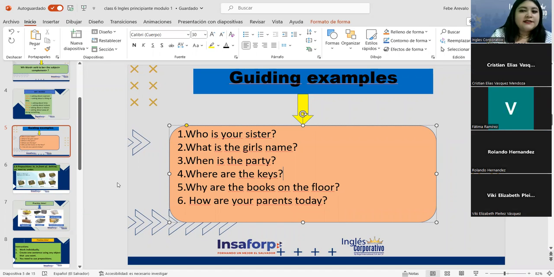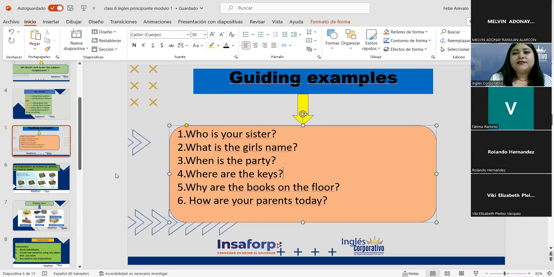Ahorita son oraciones. No debería de costarles mucho, pero cuando no hemos tenido contacto con el idioma en muchísimo tiempo o nunca hemos tenido contacto con el idioma, puede costarnos. But it's not your case. Pero no es el caso de ustedes.